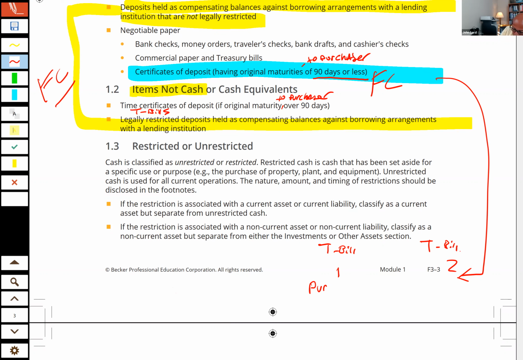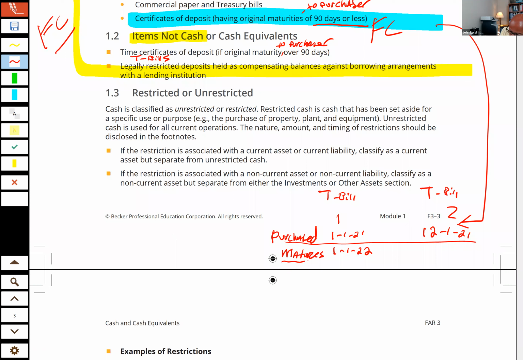T-bill one is purchased, and let's say it's purchased 1/1/21. And let's say it matures on 1/1/22. Okay. Now, T-bill two is purchased on 12/1/21. And matures, okay, two different T-bills, on 1/1/22.